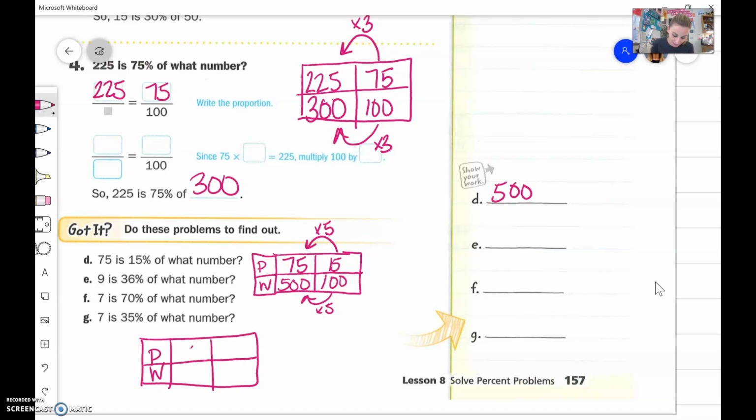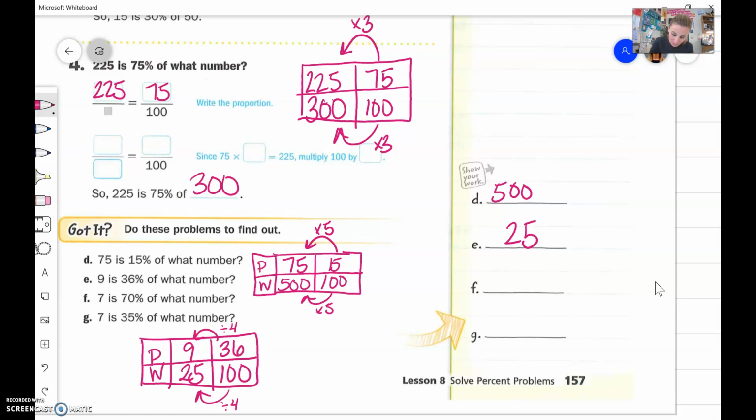Okay, 9 is some number out of something, out of what number we don't know, but we know it's 36%. Percent means out of 100. So how do I get from 36 to 9? By multiplying or dividing? Well, obviously by dividing by 4. If I divide by 4 on the top, I have to divide by 4 on the bottom. So therefore, 100 divided by 4 is 25. So my answer here is 25.